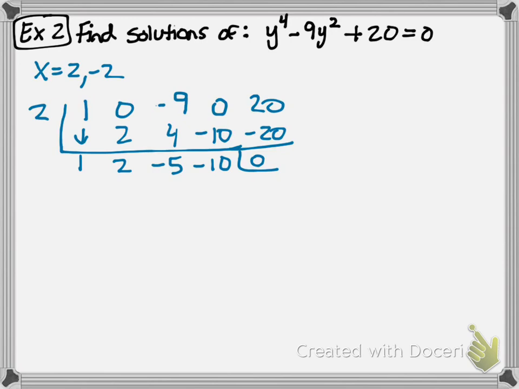So now I'm going to write my new equation, which I'll do in green again. And the green equation is coming from what's underneath. So my original equation was y to the 4th minus 9y squared plus 20. My new equation, since my first one started with y to the 4th, this one is going to be x cubed. It's going to be 1 less, so plus 2x squared minus 5x minus 10.